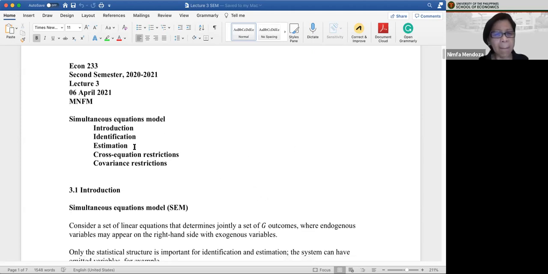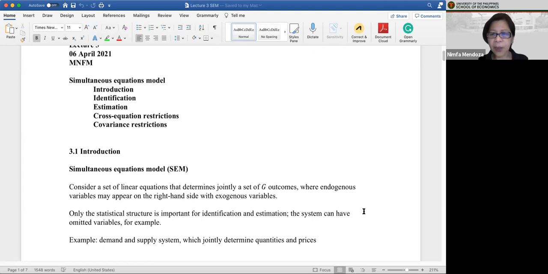So today, most likely I'll cover only up to identification. So I'll go to the introduction and the identification problem for simultaneous equations model. And hopefully on Thursday, we'll go through the rest of the topics: estimation, cross-equation restrictions, and covariance restrictions. So as we go along, you will notice that the concepts we use are just repetitions of what we have used before.